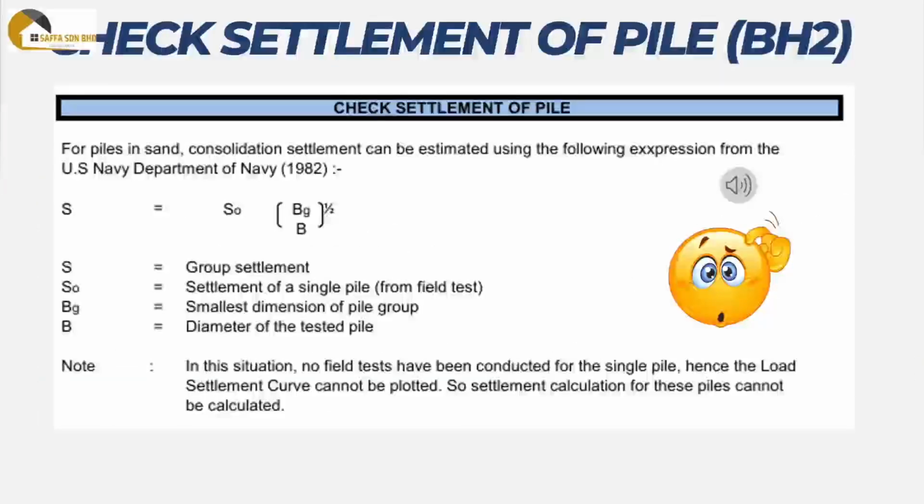And then we check the settlement of pile BH2. For pile in sand, consolidation settlement can be estimated using the following expression from the US Department of the Navy 1982. In this situation, no field tests have been conducted for the single pile. Hence, the load settlement curve cannot be plotted. So, settlement calculation for these piles cannot be calculated.